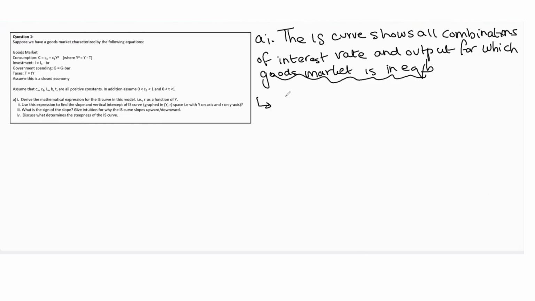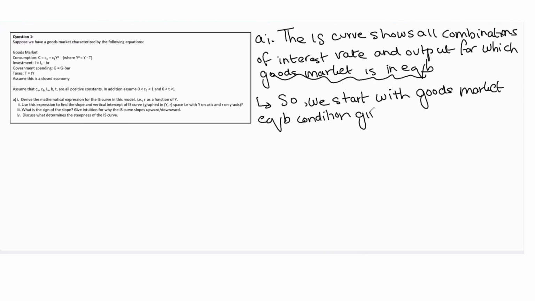So when we want to derive the IS curve, we start with the goods market equilibrium condition. Given to us as Y is equal to Z, where we know Y represents output, income, or production, and Z is demand for goods, which is the sum of consumption, investment, government spending, and net exports.